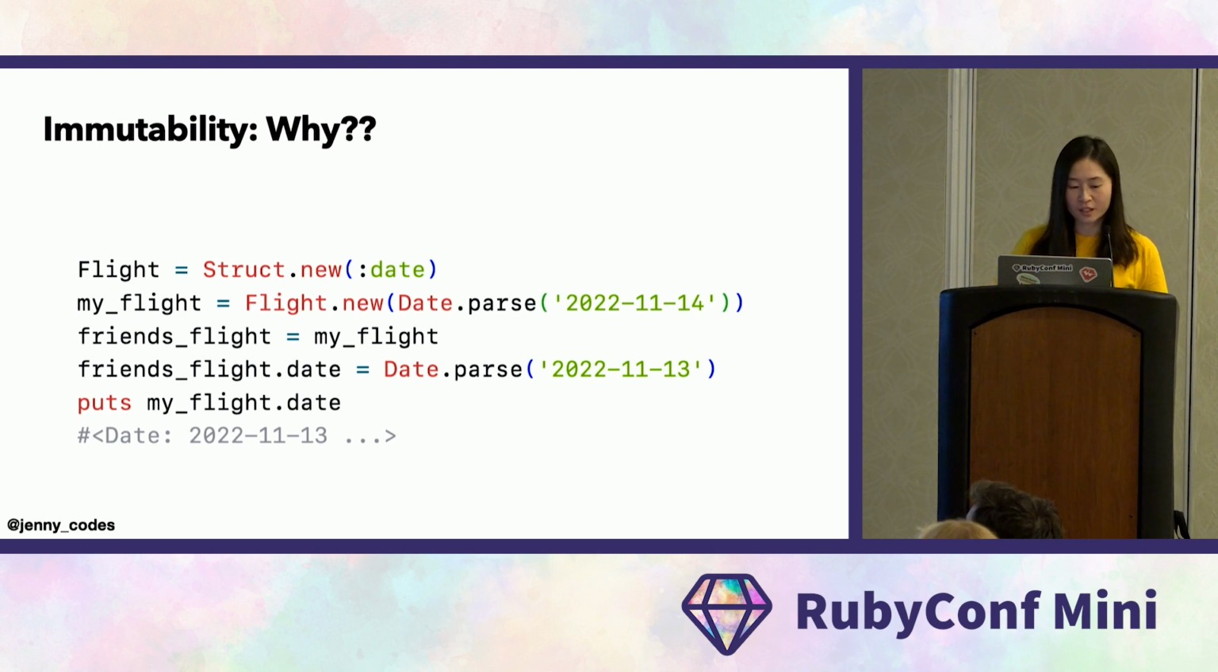So the example is this. We have this flight struct, and suppose today I initiate my flight to have the date of November 14th. And my friend is sharing the flight with me, so they just copy my flight. But then they later on change it to another date, which is November 13th. And now when I look at the date of my flight, it's also changed.